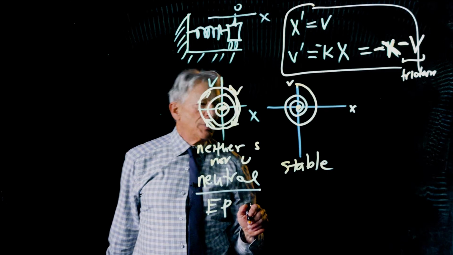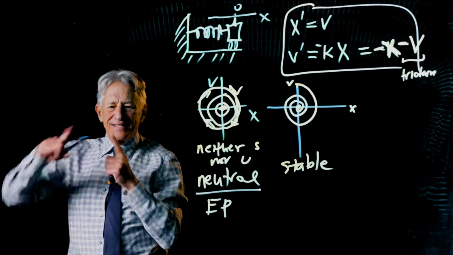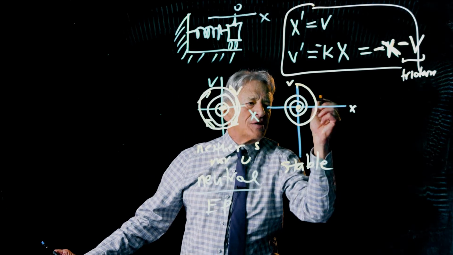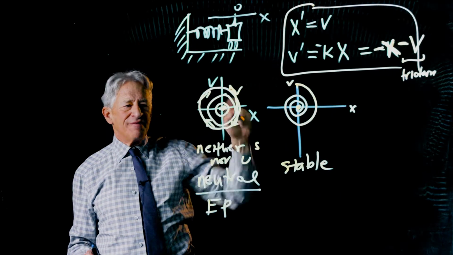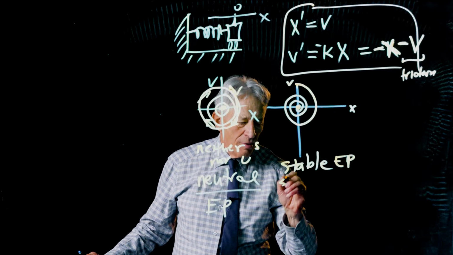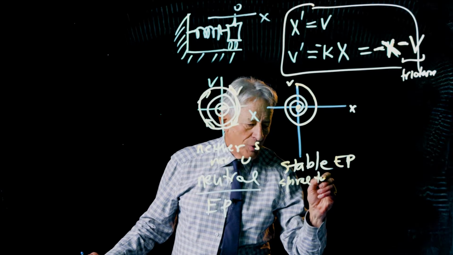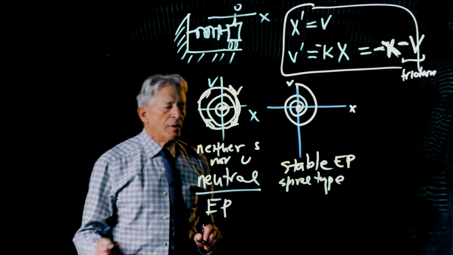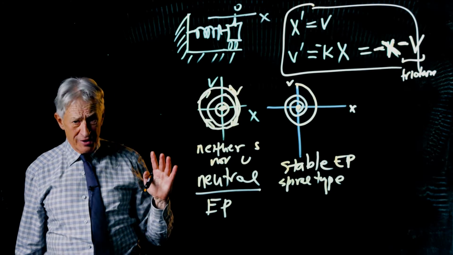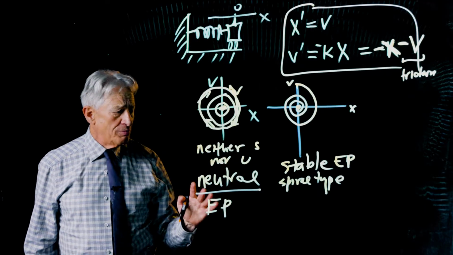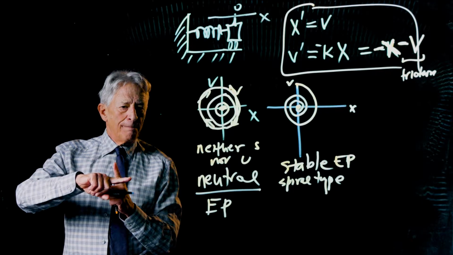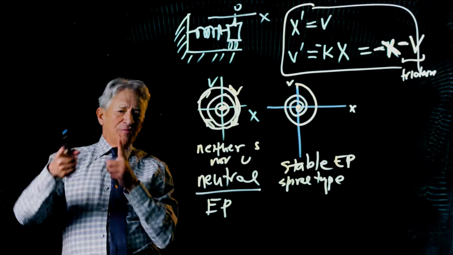And it's a stable equilibrium point that is not the sum of two 1Ds. You can't predict the next point unless you know both the x and v values. This is called a stable equilibrium point of spiral type. And it's the biggest and most important example. It's something we're going to see a lot. It's the biggest and most important example of a 2D stable equilibrium that is not the sum of two 1Ds.